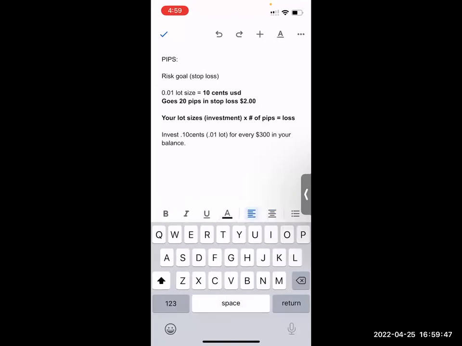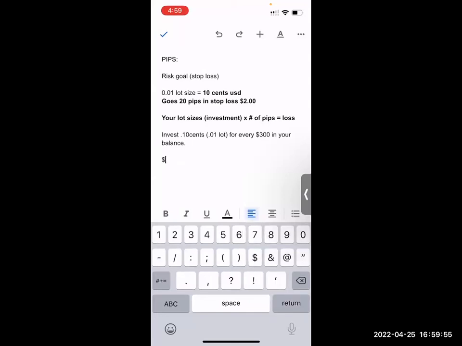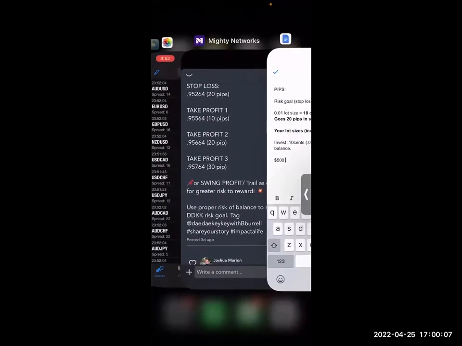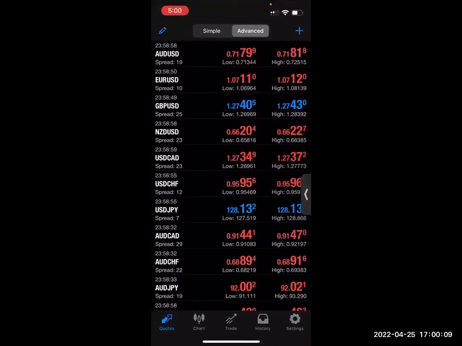That may not seem like a lot of money to you, but when you're copying and pasting and securing those profits, guys, it is very, very simple. All right. So what does that mean? If I put $500 in my trading account, I'm only investing 10 to 20 cents per trade. Okay. So when I go over here, if I have a $500 balance and I go press a trade.